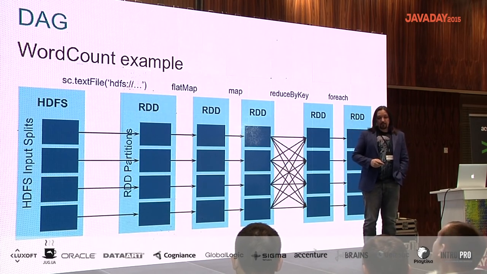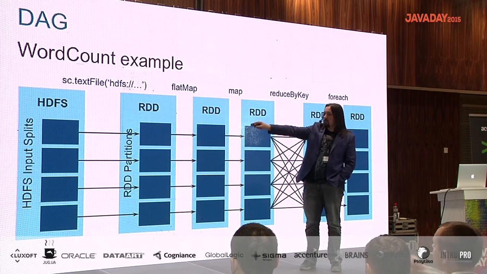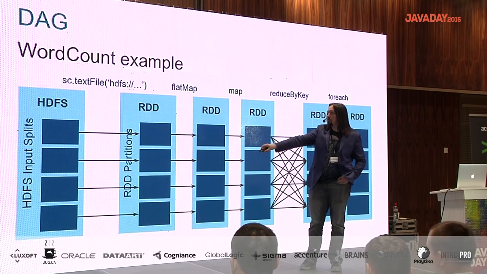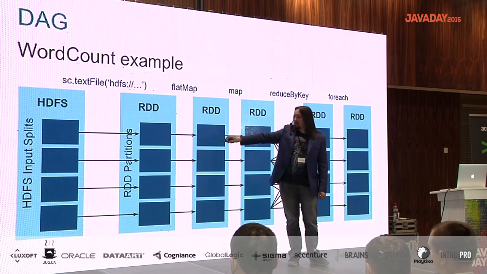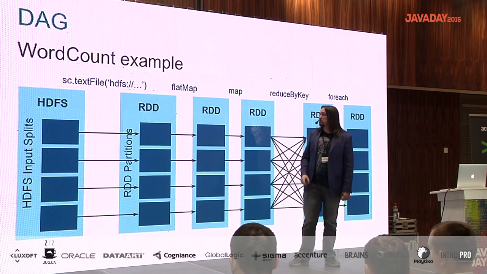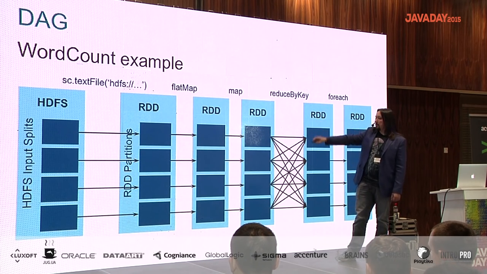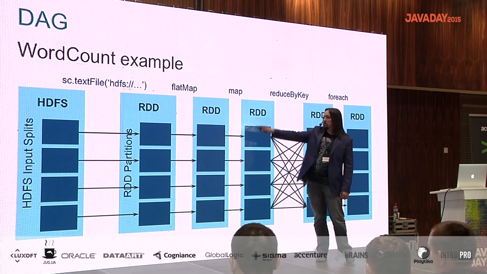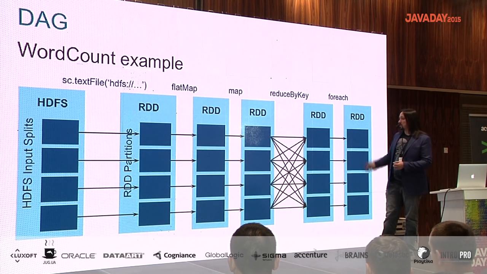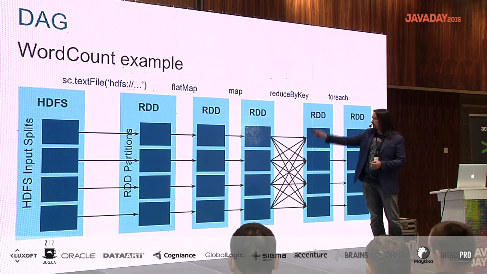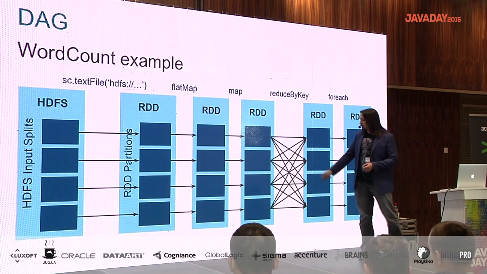Here is how the directed acyclic graph will look. First of all, you get HDFS, you get all the input splits generated by HDFS. You execute text file. It returns you an RDD. The RDD has one partition for each of the input splits. Then you execute flat map, it gives you another RDD. Execute map, it gives you another RDD. Each partition is transitioned to one partition. But then you execute reduce by key, and reduce by key forces the shuffle. And here is where the shuffle happens. Each of the partitions of the target RDD depends on all the partitions of the source RDD.